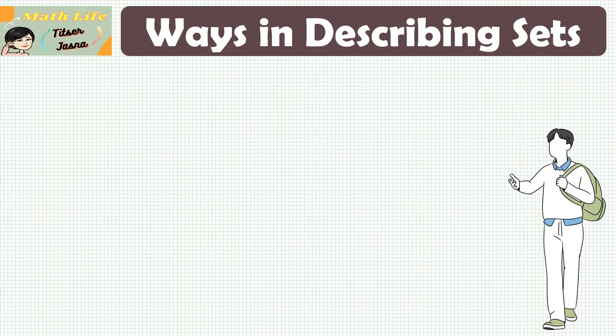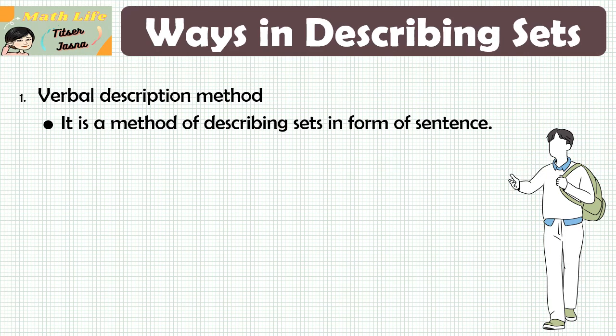So what are the ways of describing sets? We have three ways of describing a set. First is the verbal description method. It is a method of describing sets in the form of a sentence. So we have the examples.